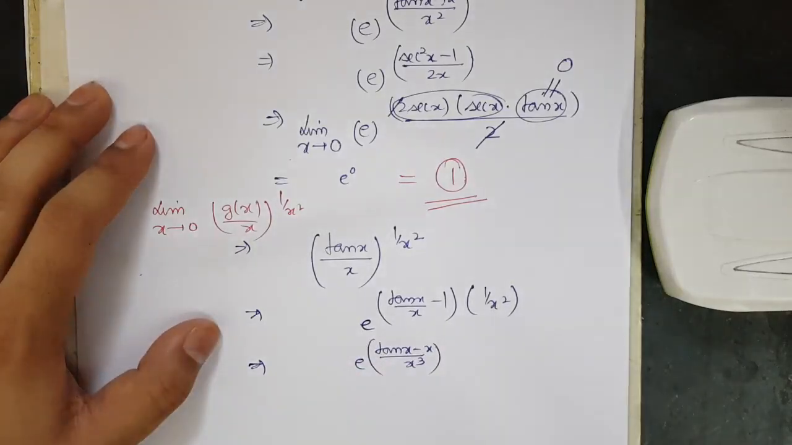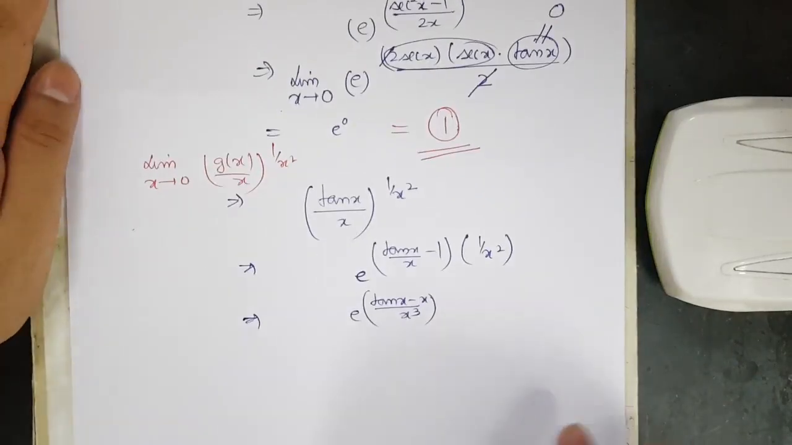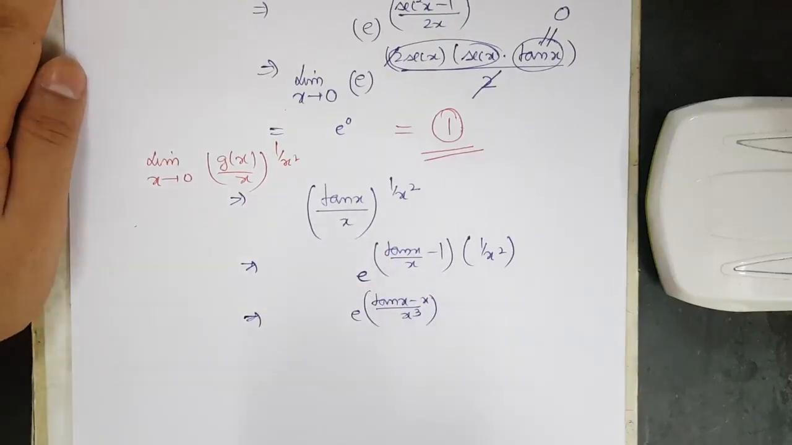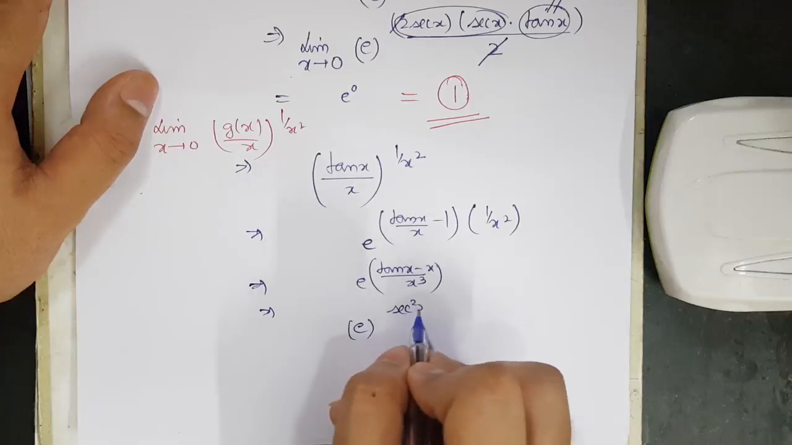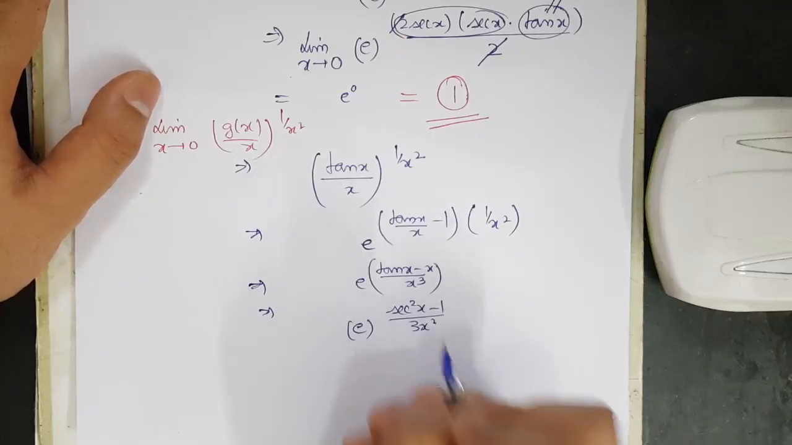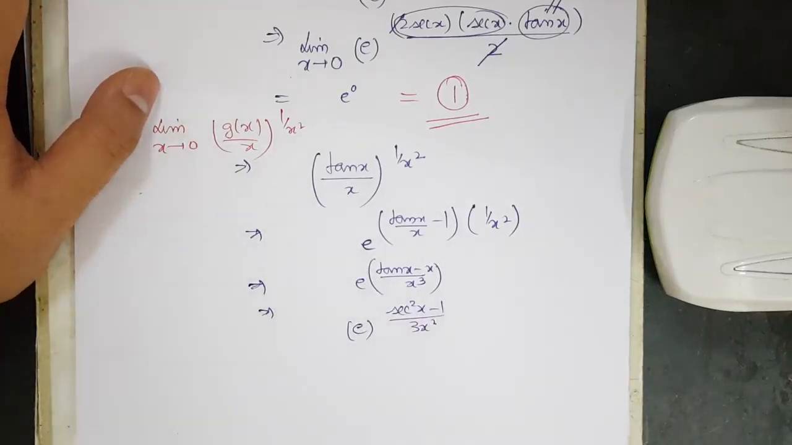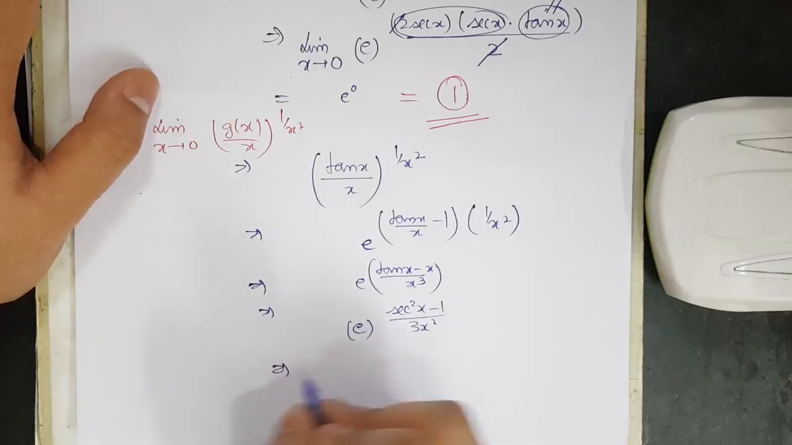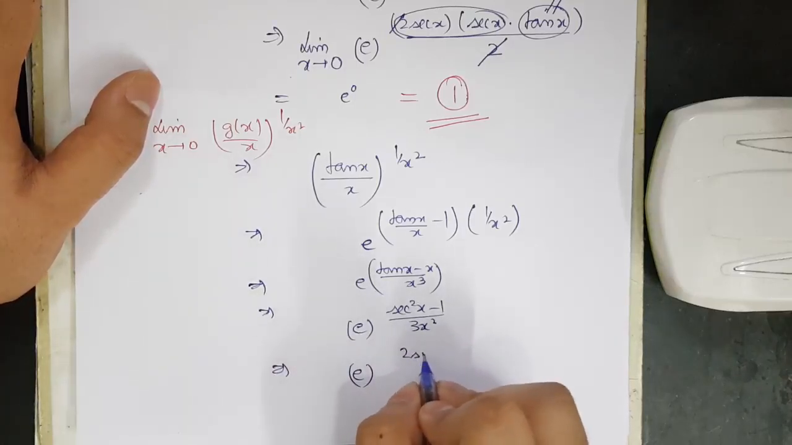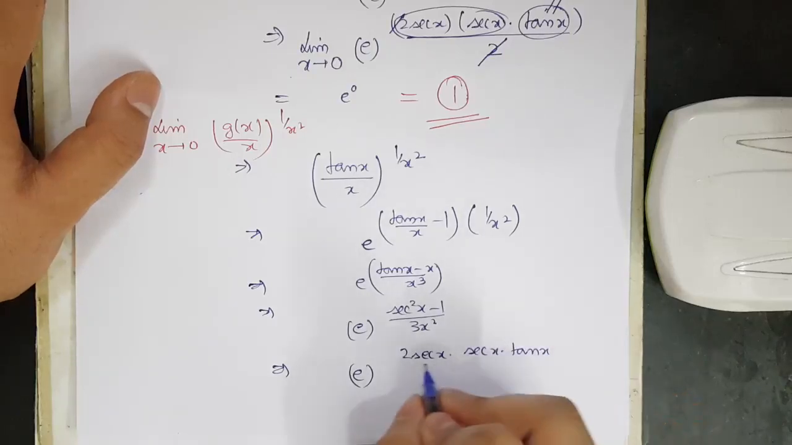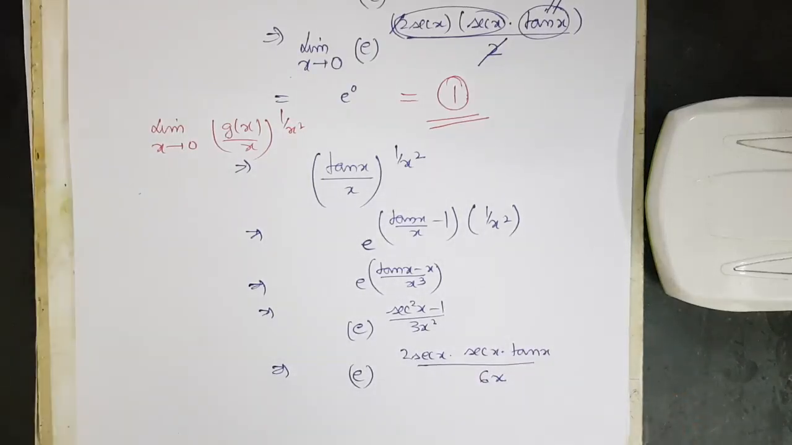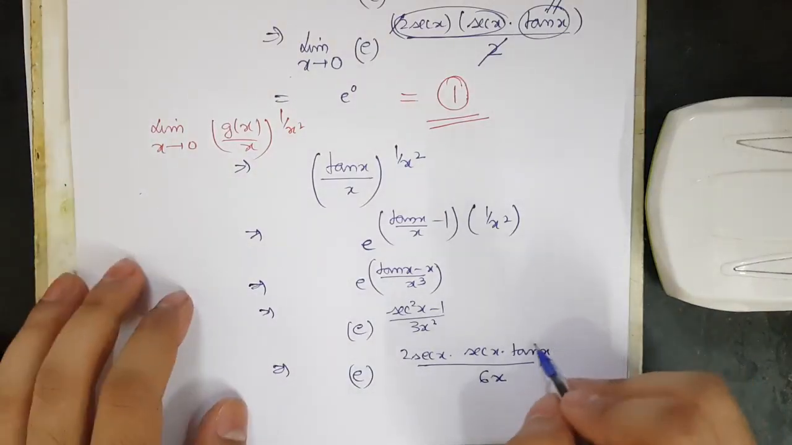So once again 0 by 0. Now once again we have to resolve it further. So how can it be resolved? It will be equal to e raised to power (sec square x minus 1) upon 3x square, which is once again 0 by 0. So it can be resolved into e raised to power 2 sec x into sec x into tan x upon 6x. Okay, now you can see that this becomes 0 by 0 here.